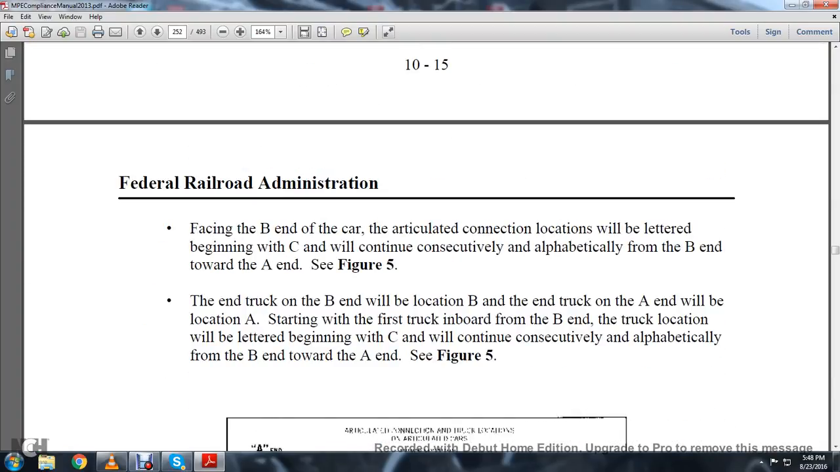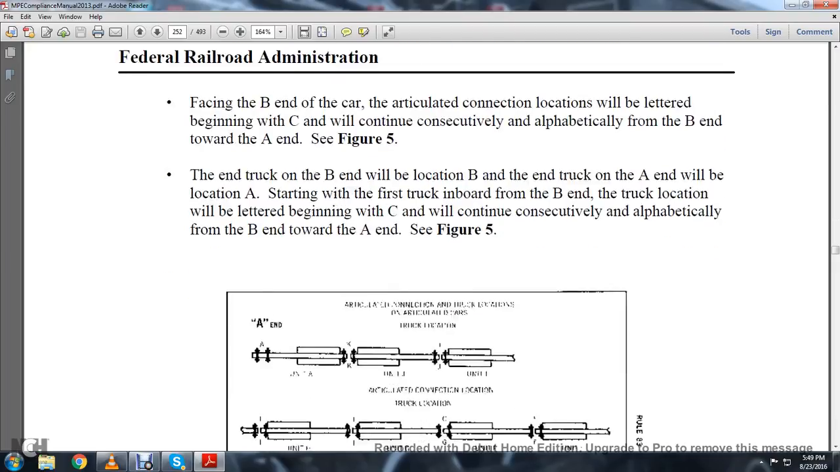Facing the B end of the car, the articulated connection locations will be lettered beginning with C and will continue consecutively, alphabetically, from the B end toward the A end, as seen in Figure 5. The end of the truck on the B end will be the location. Starting with the first truck inboard from the B end, the truck locations will be entered beginning with C and will continue consecutively alphabetically from the B end toward the A end. See Figure 5.